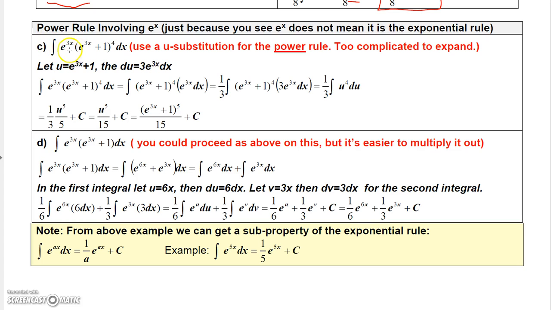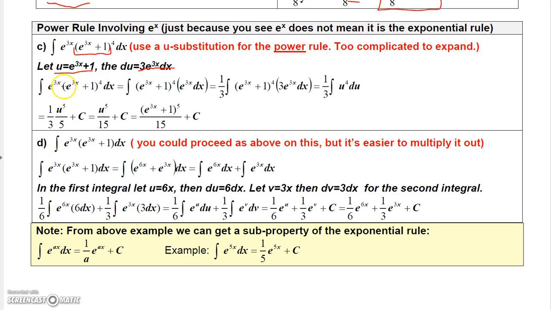Let me show you. See, here I have e to the 3x, and in here I have e to the 3x plus 1 to the fourth. Well, I want to think of this as the power rule, because this is actually u to the fourth, where u is e to the 3x plus 1. So let's let u equal e to the 3x plus 1, and then du would be the derivative of this times dx. Well, the derivative of this would be 3 times e to the 3x, and so we would have du is 3e to the 3x dx.